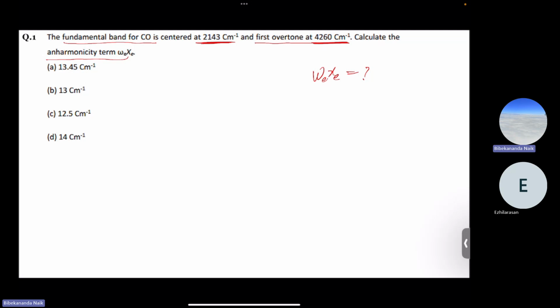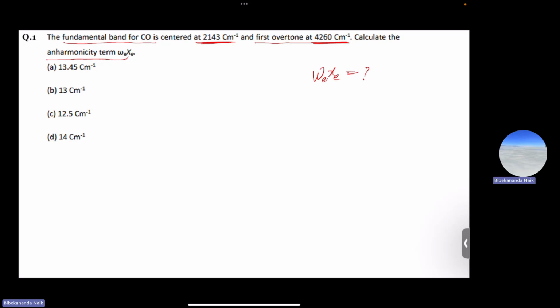So, if we discuss, the question was the fundamental band for carbon monoxide is at 2143 centimeter inverse, and the first overtone is at 4260 centimeter inverse. Now, we have to find out which transitions are called the fundamental transition and which are called the first overtone transition. Here we are talking about vibrational spectra, because in vibrational spectra there is anharmonicity. The vibration of a molecule is considered as the motion of a simple harmonic oscillator, but there is some anharmonicity, and it is introduced in terms of an additional term.